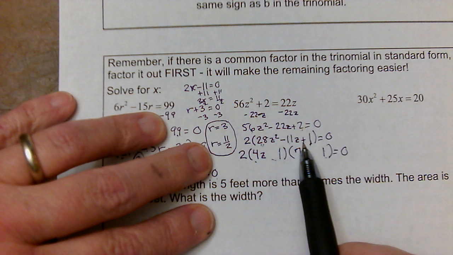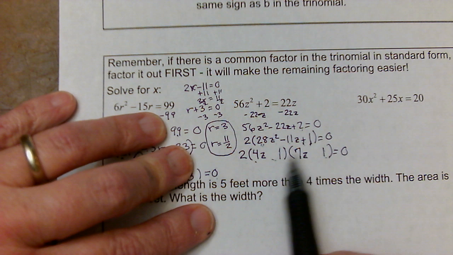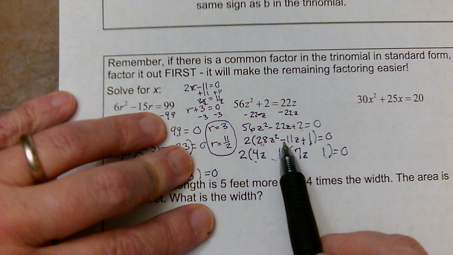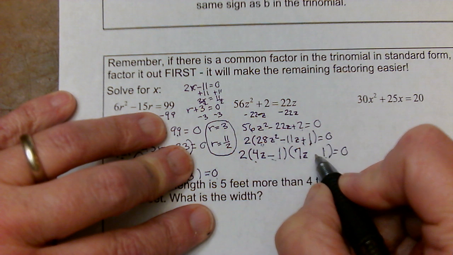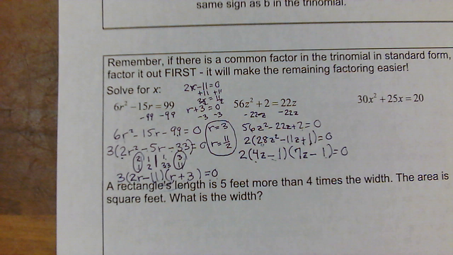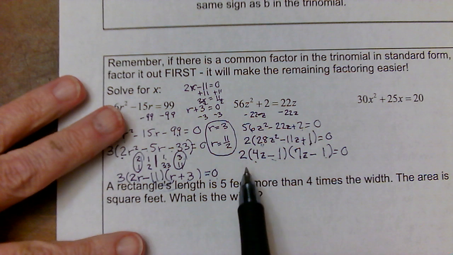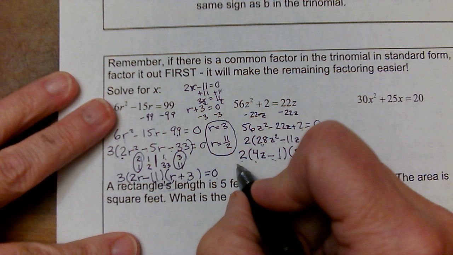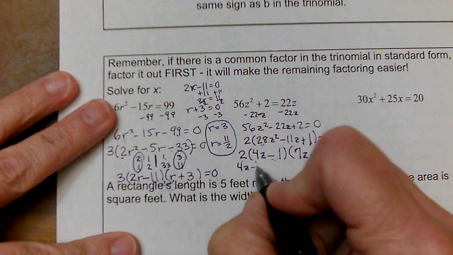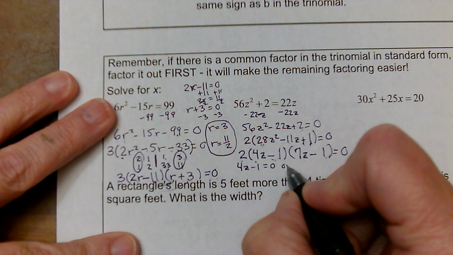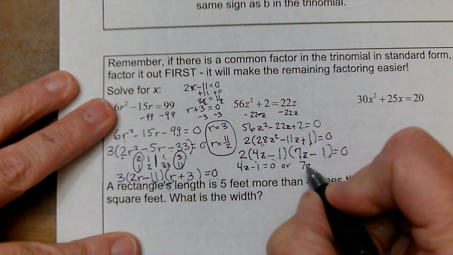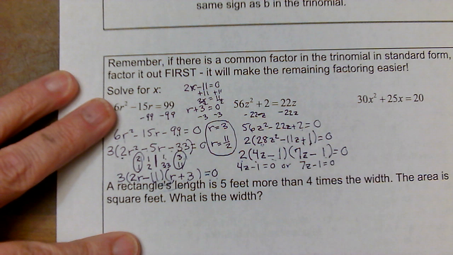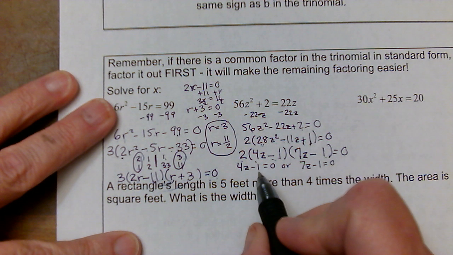And now for the signs. The plus on the sign of the constant means these two get the same sign, and the sign they get is the same as the middle one, so these are both minuses. Now it's factored, so I can set each factor equal to 0. Well, 2 can never equal 0, so I don't need to worry about that one. 4z minus 1 can equal 0, and 7z minus 1 can also equal 0.